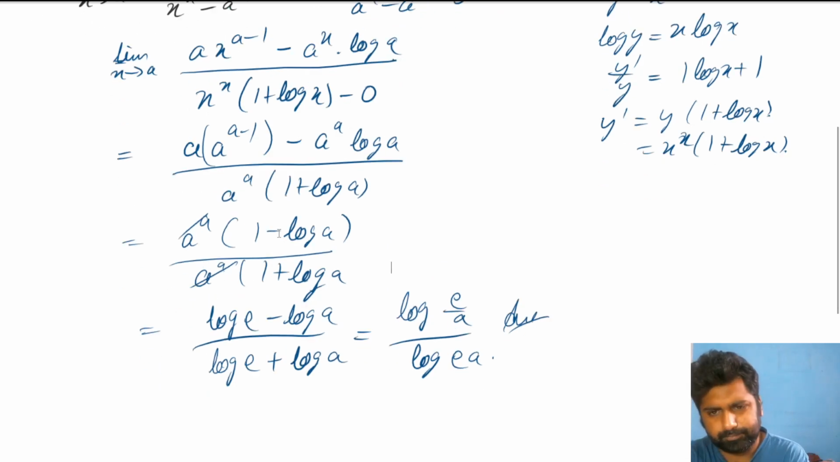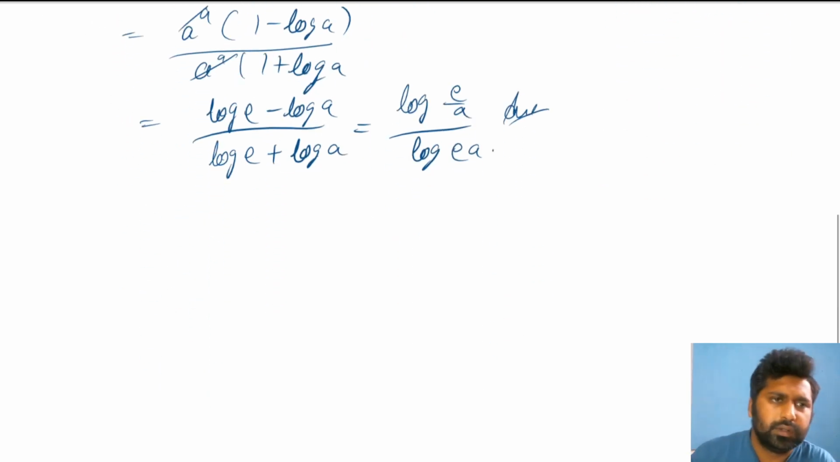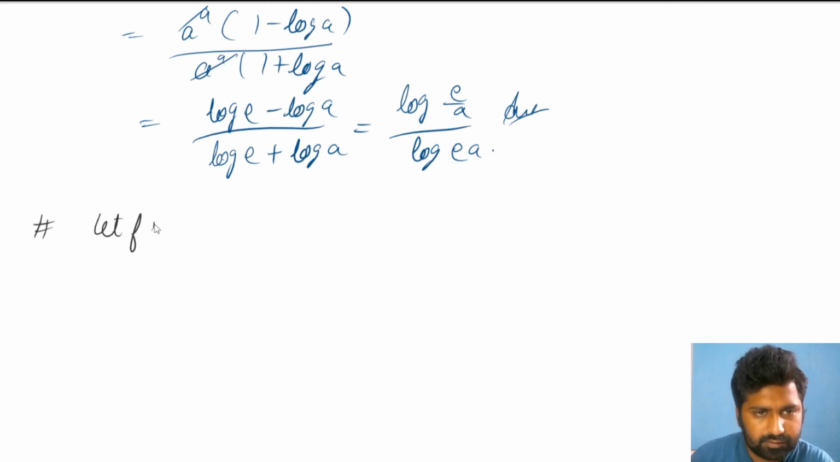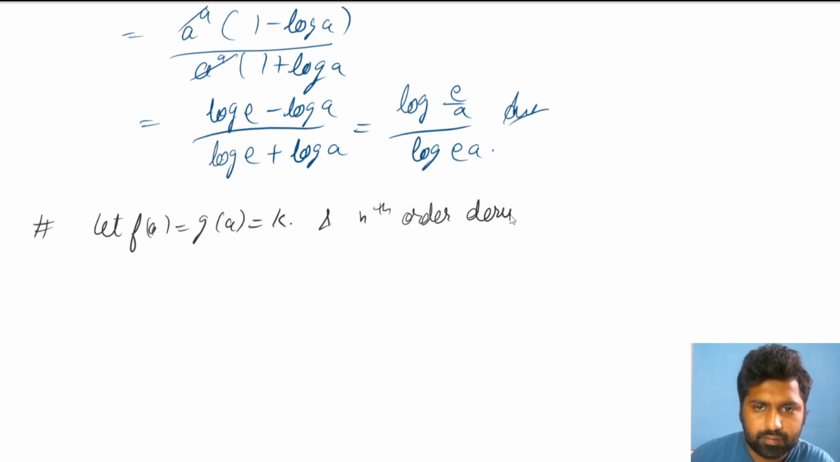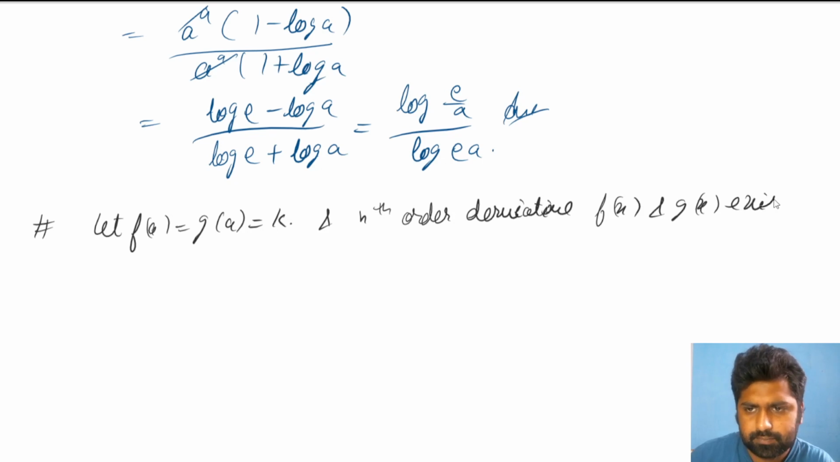All right, let's look at the next question. It's saying let f(a) is equal to g(a) is equal to some k, and nth order derivative of f(x) and g(x) exists. Okay.